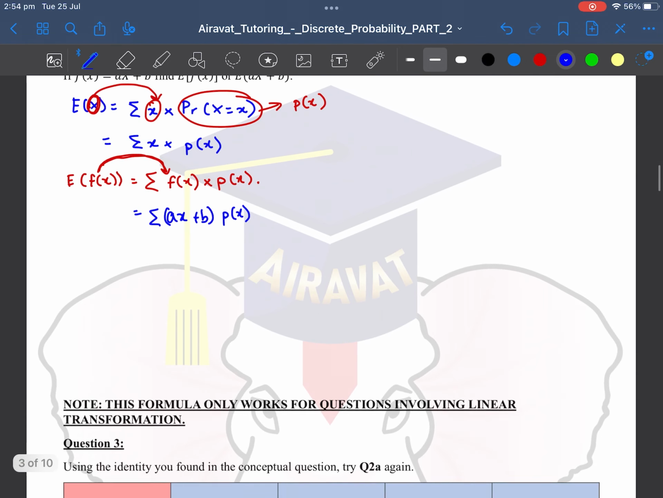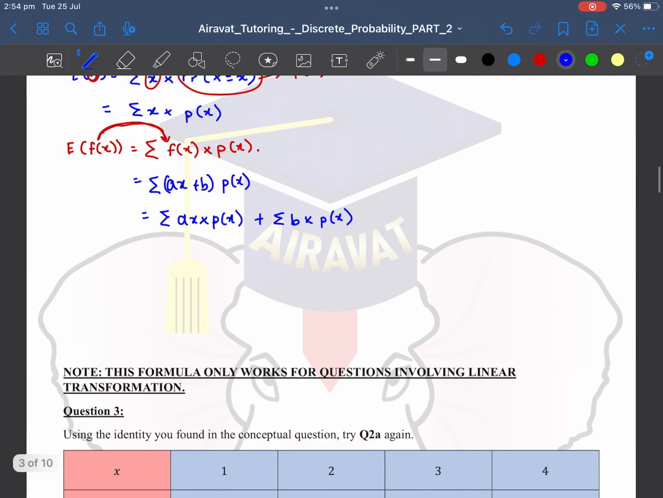Now what I'm going to do is expand this expression, and this would be the sum of ax times p of x plus the sum of b times p of x. Again, what I've done is just simply expanded. It's nothing fancy. Alright, now the next thing I'm going to do is take out a as common. So a times the sum of x times p of x plus, here I'm going to take b out as common, b times the sum of p of x.